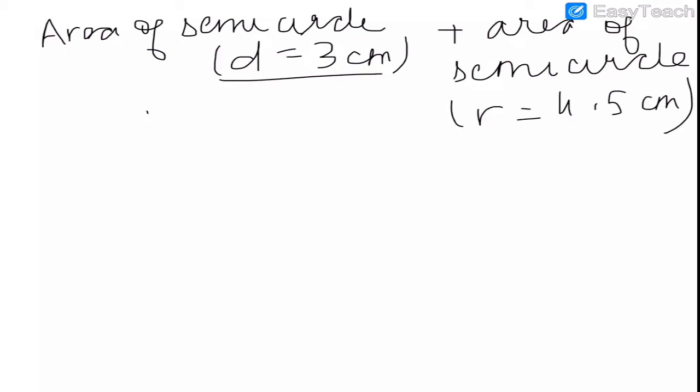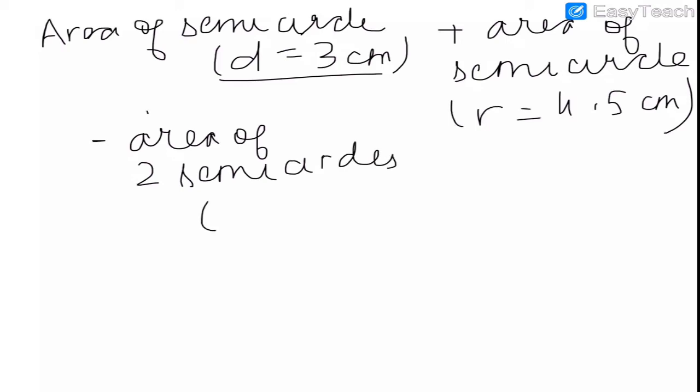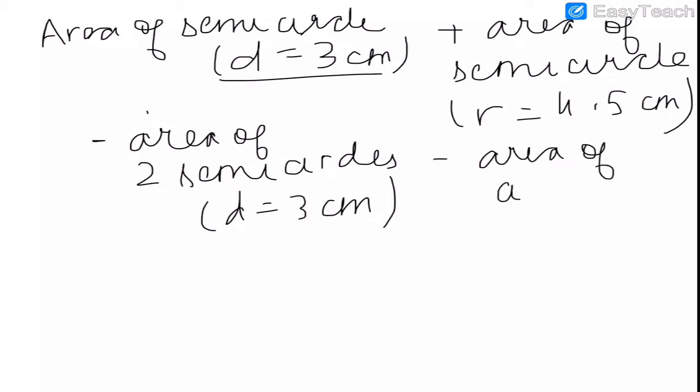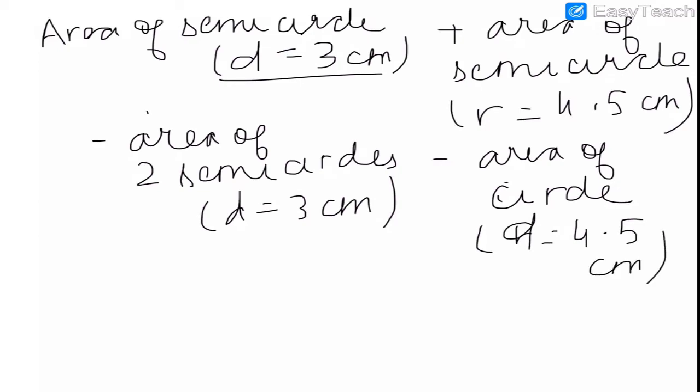Then we'll subtract the area of two semicircles, area of two semicircles which had the diameter of 3 centimeter, and then we'll deduct the area of big circle which had radius of 4.5, which had diameter of 4.5 centimeter.